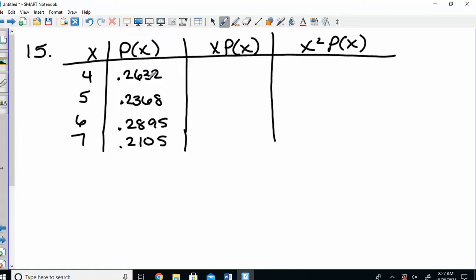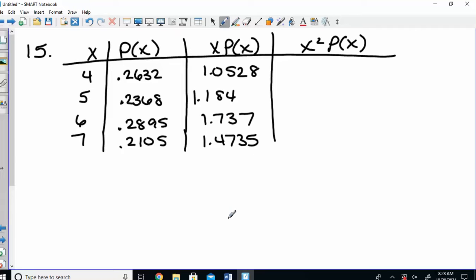Okay, xp of x, you're just multiplying. So 4 times the 0.2632, 5 times 0.2368, 6 times 0.2895, and 7 times 0.2105. I know I'm not really showing you a lot of work here. If you are lost, speak up. Okay, these tables, this will be a lot of points, not because it's hard, but because you're calculating a lot of values and we'll have to use it to find some things in a minute.